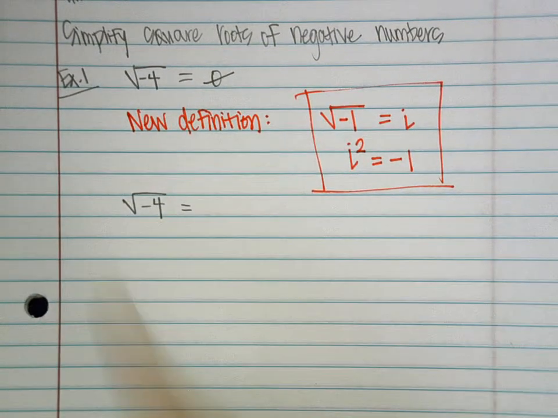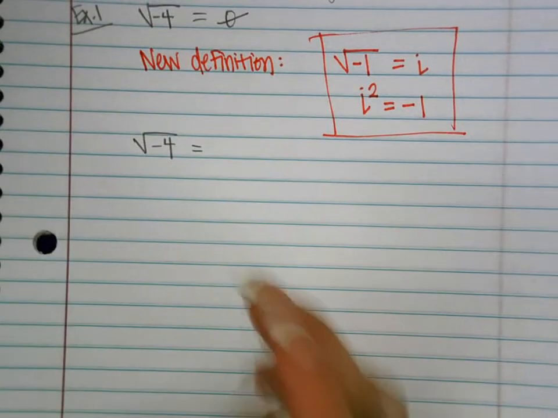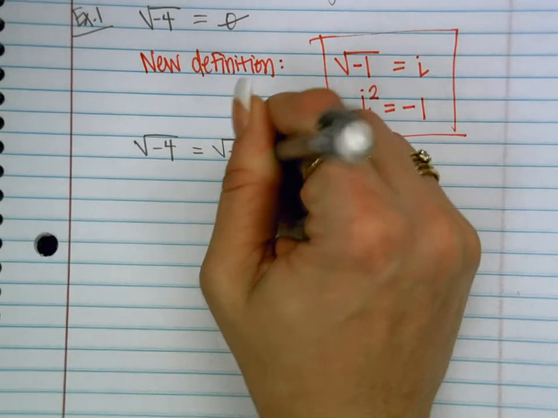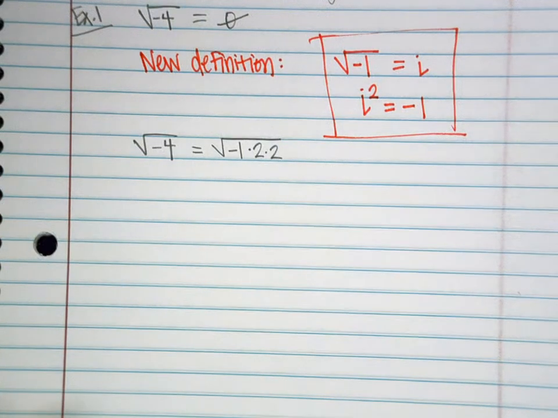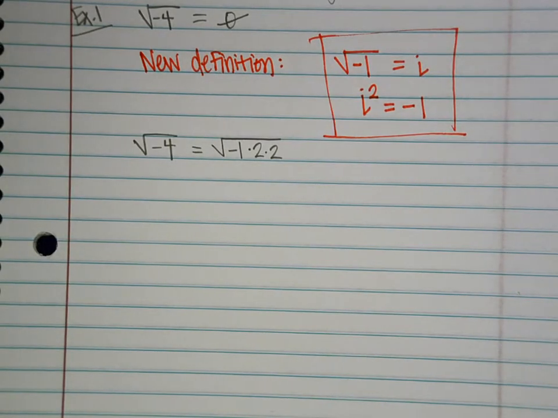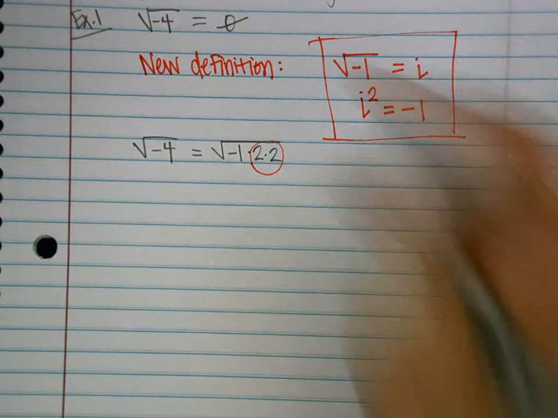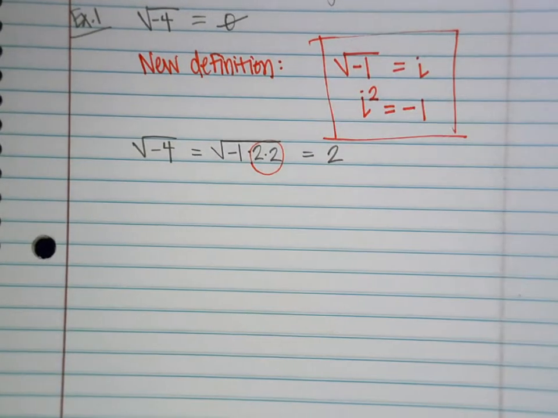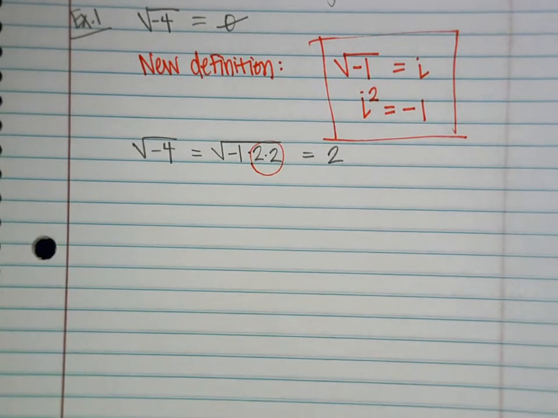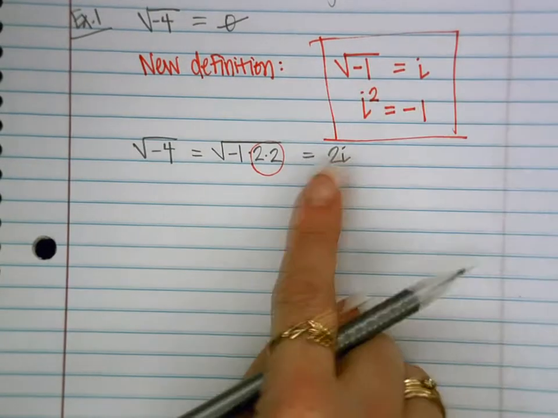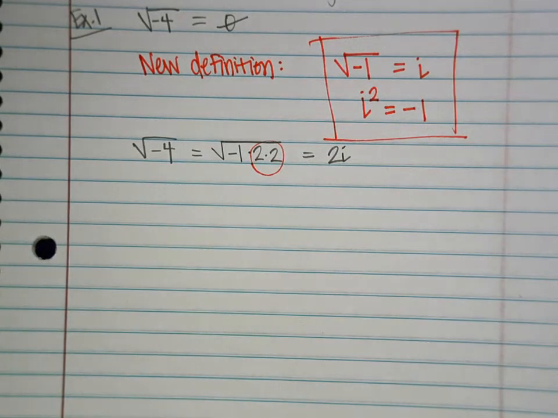So for this one, negative 4, the new way we would do this is you would break negative 4 down to be negative 1 times 2 times 2. Would you all agree? Once you have a pair, it gets to come out from underneath the radical. Also, if you have a negative, it comes out of the radical to be an i. So the actual answer here is 2i.